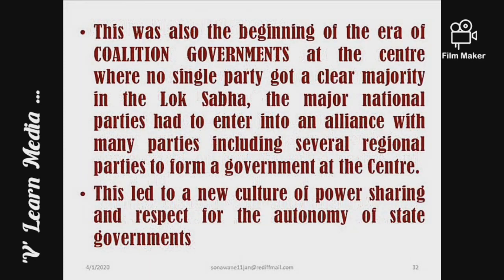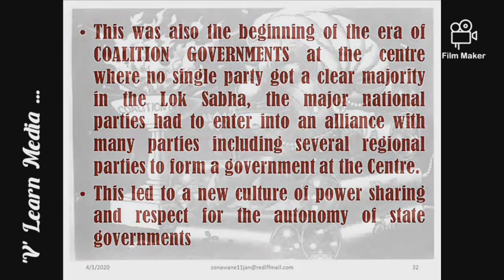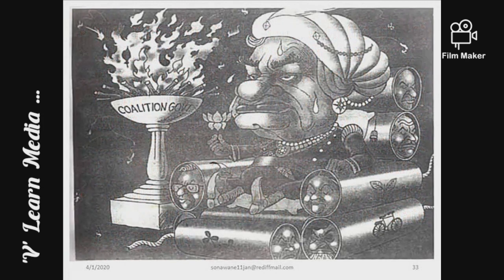This was also the beginning of the era of coalition governments at the center, where no single party got a clear majority in the Lok Sabha. The major national parties had to enter into an alliance with many parties, including several regional parties, to form a government at the center. This led to a new culture of power sharing and respect for the autonomy of state governments.